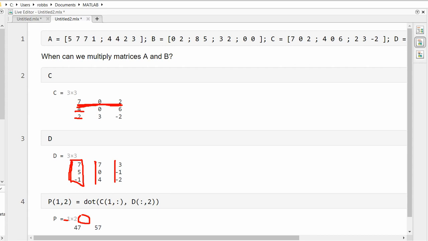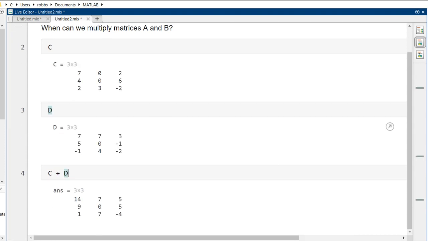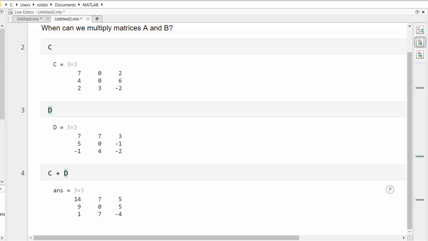Addition is really easy. Addition just happens component-wise. So if I take my C plus D, then it goes entry by entry, and the entry in the sum is just the sum of the two entries, 7 plus 7. If I want to know what the sum is in the bottom right corner, I add the bottom right corner of C and D together to get -4. If I want to see what the value will be in the top right, I add the top right of C and D together.